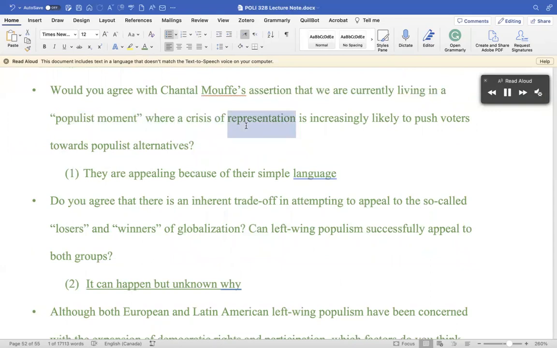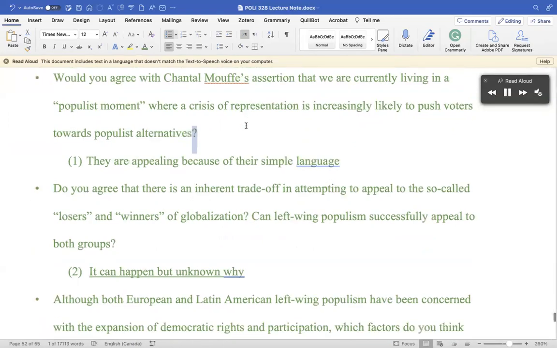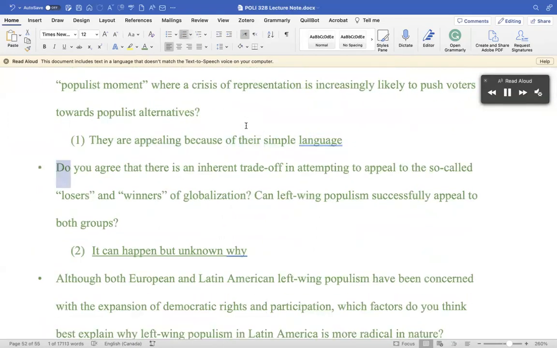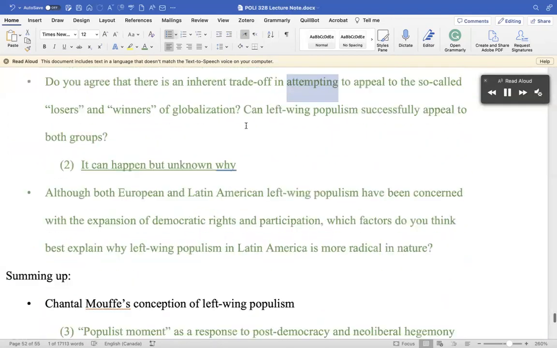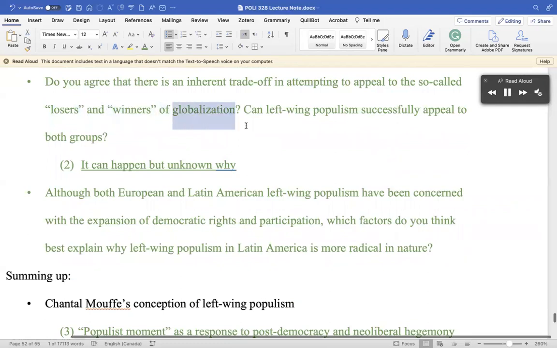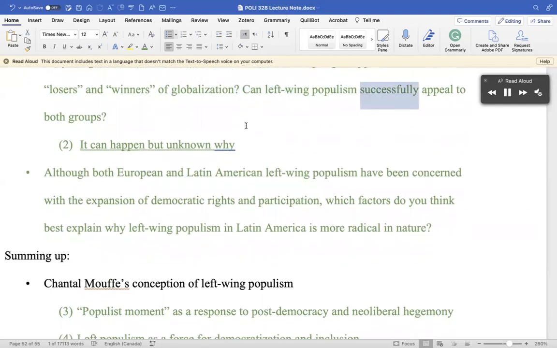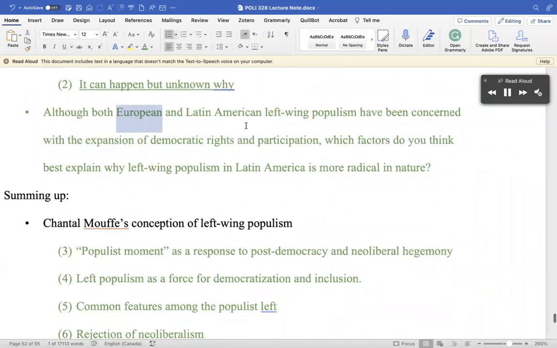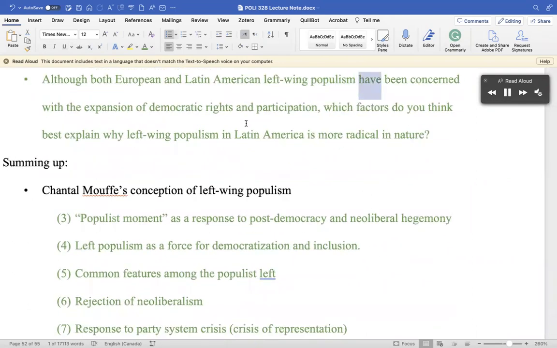Discussion questions. Would you agree with Chantal Mouffe's assertion that we are currently living in a populist moment where a crisis of representation is increasingly likely to push voters towards populist alternatives? Do you agree that there is an inherent trade-off in attempting to appeal to the so-called losers and winners of globalization? Can left-wing populism successfully appeal to both groups? Although both European and Latin American left-wing populism have been concerned with the expansion of democratic rights and participation, which factors do you think best explain why left-wing populism in Latin America is more radical in nature?